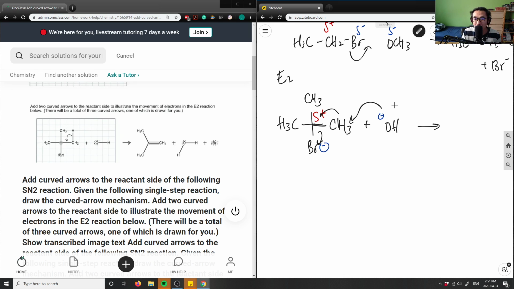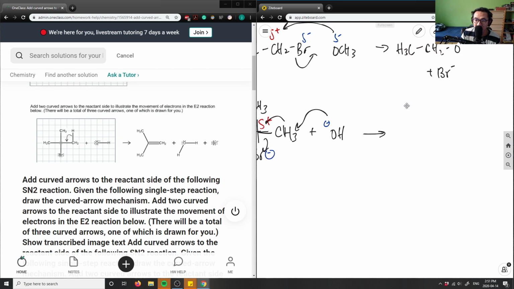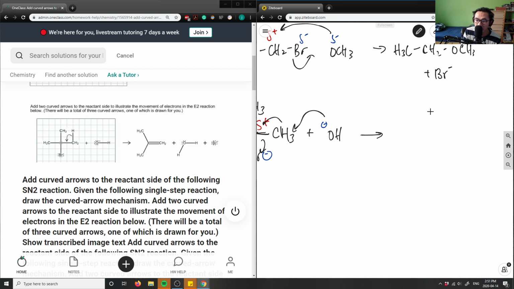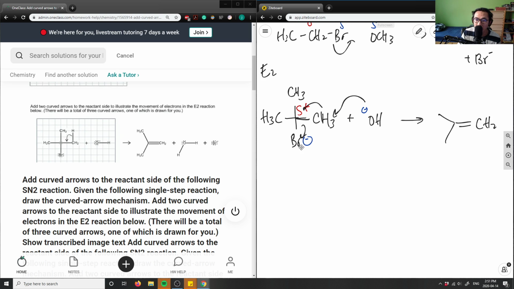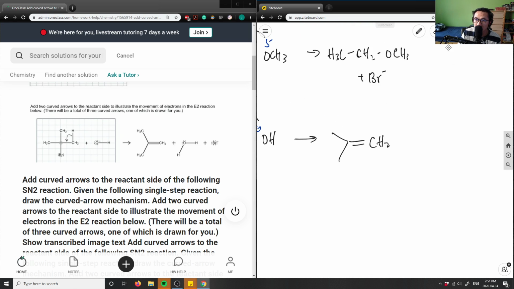So how that happens is, and then I'm going to create a double bond. So it's going to create the thing I have on my left hand side, and I get water, right? This hydrogen here becomes bonded to this OH group here, so I get water here. So this is an E2 reaction. Sorry, I didn't look at the problem here.